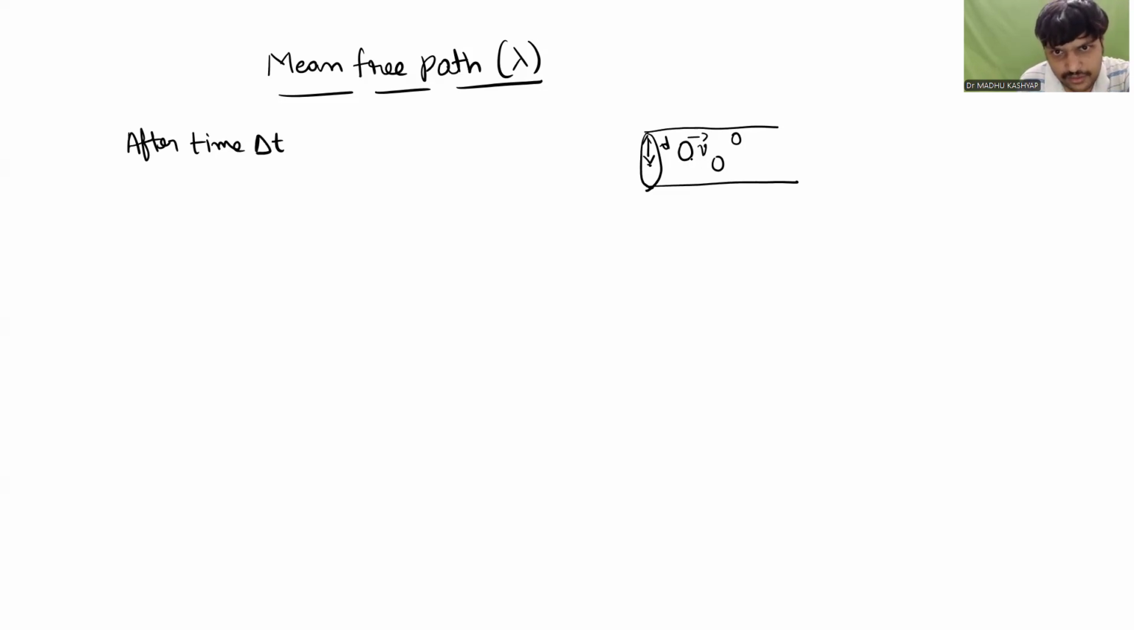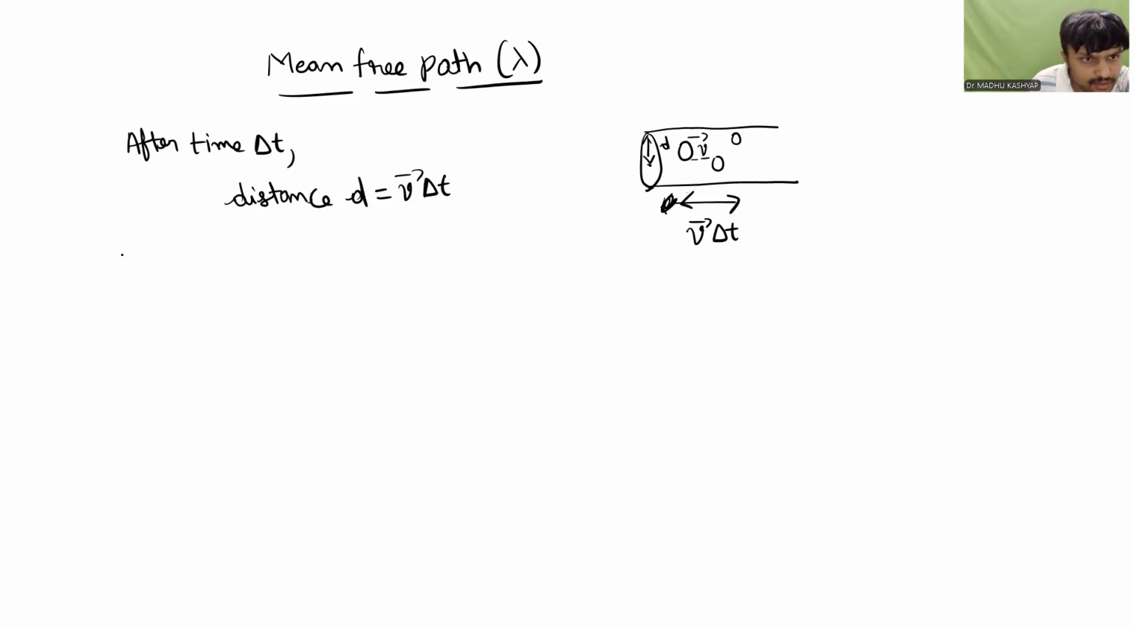Collision should start. If this molecule is in the path, colliding with this one, then this specific distance is nothing but the distance between these two collisions. So distance is velocity times time, velocity into delta t. So after time delta t, distance d will be equal to velocity times delta t.